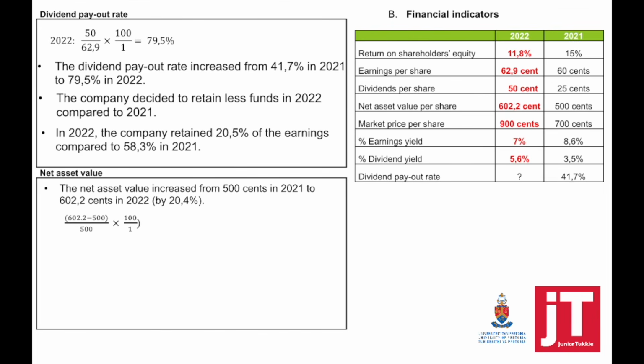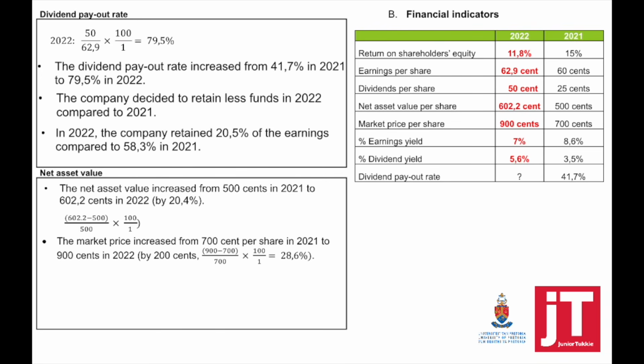Commenting on the net asset value, we're going to compare the net asset value from last year to this year, what happened. So if I have a look at last year, the net asset value was 500 cents, which means that there was an increase from 500 cents to 602.2 cents in 2022. So it increased by 20.4%.